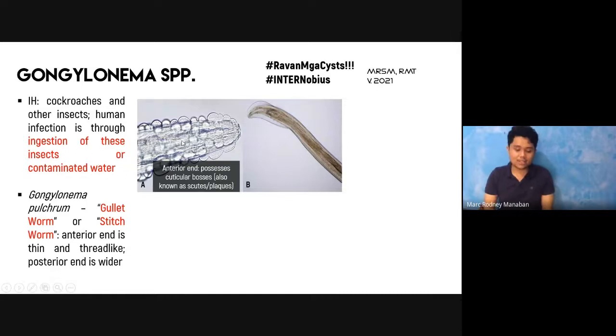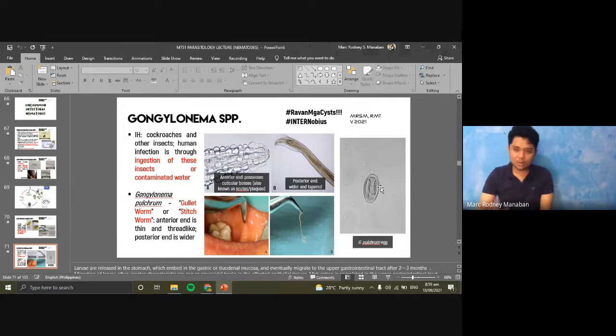These cuticular bosses are protrusions on its skin, on the outside, but their function is still unknown, alright. They are distinct dermal protrusions on its skin, okay. So that's your cuticular bosses. And again, its posterior end is wider and tapered. Now, this is the egg of G. pulchrum. Again, quite similar in appearance to your hookworm.